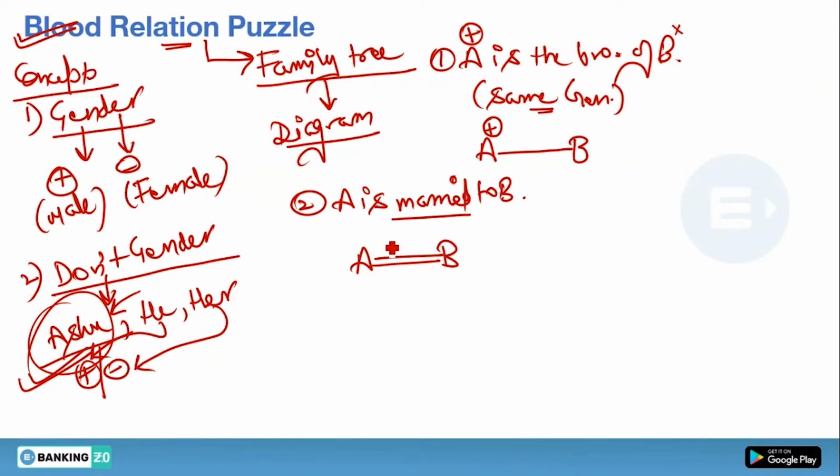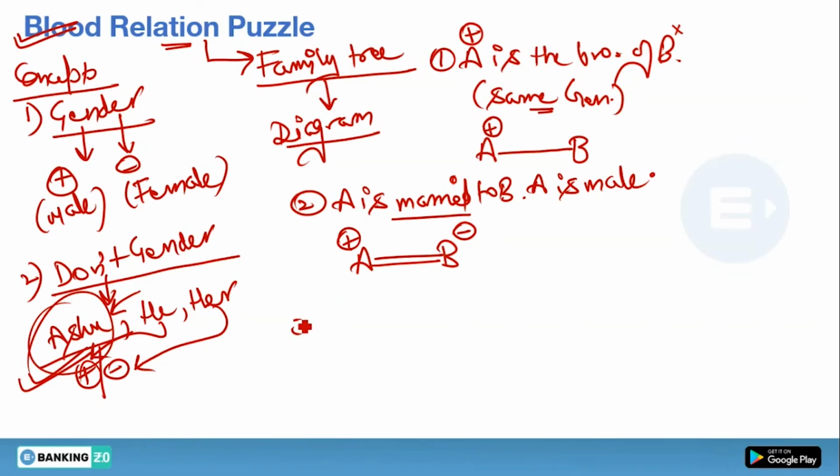Okay, so in married couples, if any one person's gender is specified, the other person's gender is automatically ascertained. See, in this statement, it is not specified whether A is male or B is male, or whether A is female or B is female. So we cannot tell whether A's gender is male or female. Similarly with B also. If it is written after this statement, A is male, it simply means A's gender is positive and B automatically becomes negative. So in the case of married couples, only two genders are there, male and female.